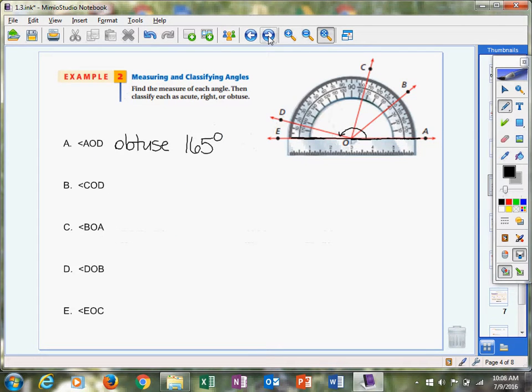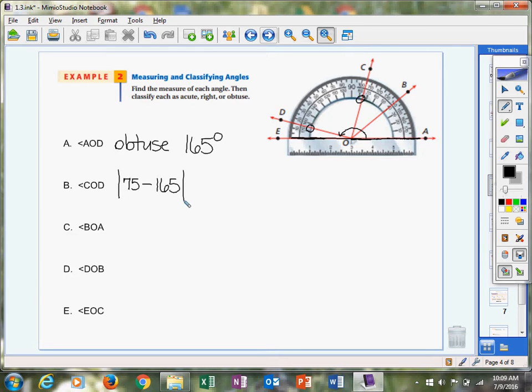So let's approximate, because we're finding COD, so we need to figure out where this number is located and where this number is located. If we start at the C, it looks like it's approximately located halfway between 70 and 80, so we would say that's about 75. Then we're going to subtract from it the location of where that ray OD is going through. We've already identified that. We thought that was about 165.